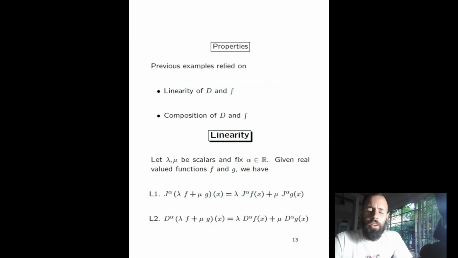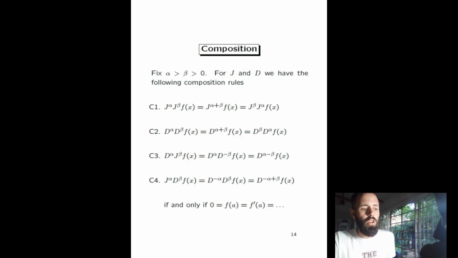Okay, we've used these properties, the linearity and composition properties, but we've not yet seen them. So let's quickly take a look at that. The L1 and L2 here is the linearity property for the integral operator of non-integer order and the derivative operator of non-integer order, respectively, and C1 to C4 are the composition properties for the integral and derivative operator.